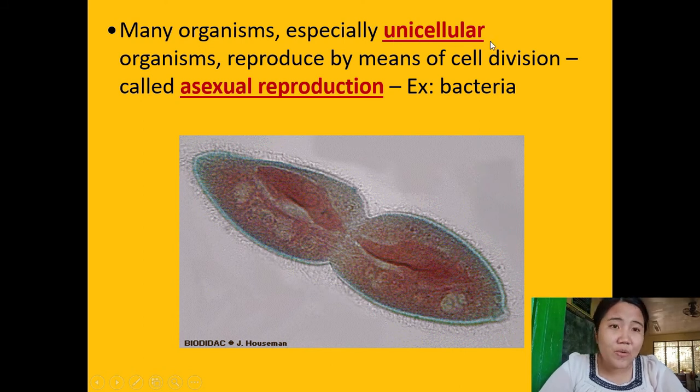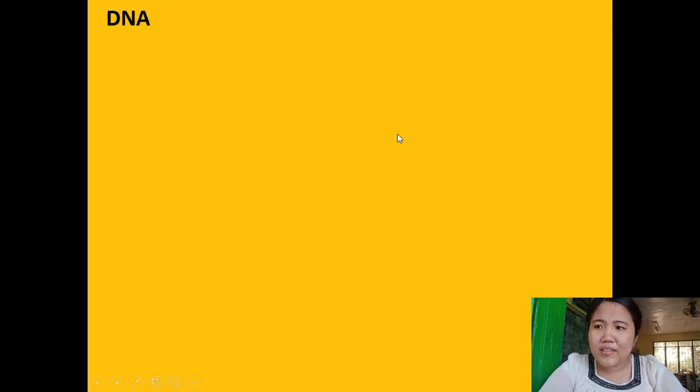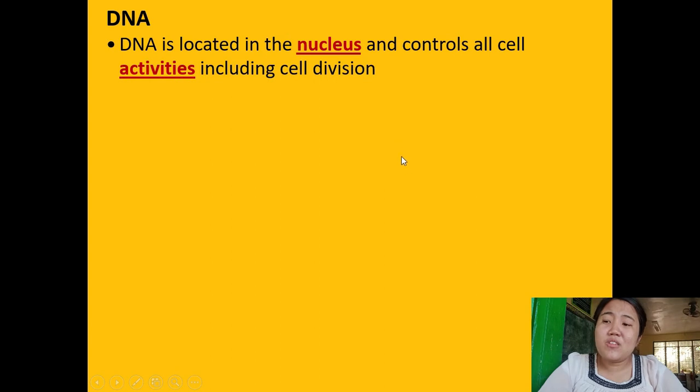But fortunately, we are not unicellular. We are multicellular organisms, which means multi. We are made up of many cells. That is called multicellular. Next, we're going to define what DNA is.